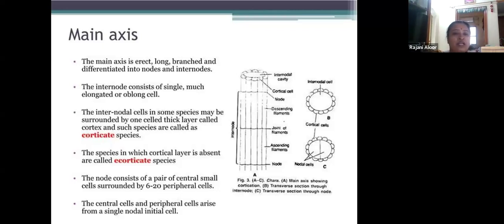Coming to the node, this part is the node and this is the internode. The node consists of a pair of central small cells surrounded by 6 to 20 peripheral cells. The central cells and peripheral cells arise from a single nodal initial cell. This is the main axis. In Chara, there are two parts: the bottom is the rhizoid, and the upper part is called the main axis.